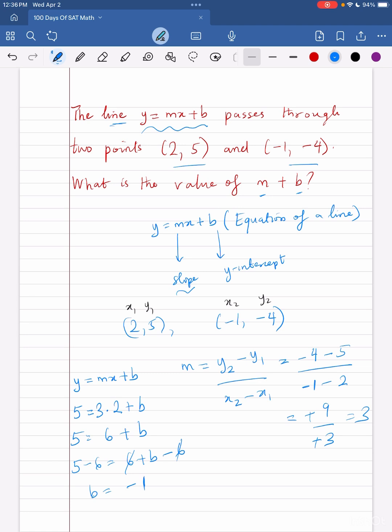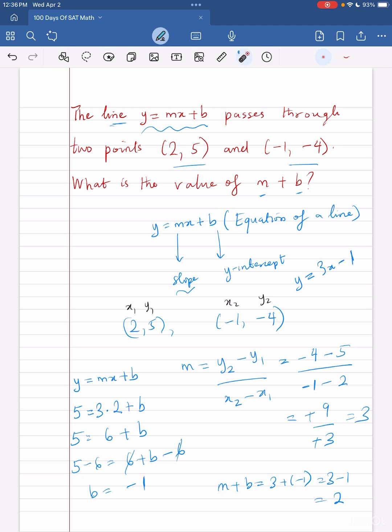So we have the slope m, 3, and we have the y-intercept -1. What is the value of m plus b? M plus b is 3 plus -1, which is 3 minus 1, which is 2. Okay, and the equation of the line will now be y equals 3x minus 1. All right, if you just plug m and b into the equation, 3x minus 1, and m plus b is 2. So there you have it.